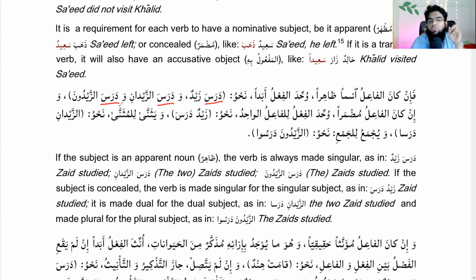Because the fa'il is what? ظاهر or مظهر. The fa'il is apparent. You can see it. Now, if you say دارسا, I'll make the verb darasa with an alif, there will be two fa'ils, no? The alif as well as زيدان.